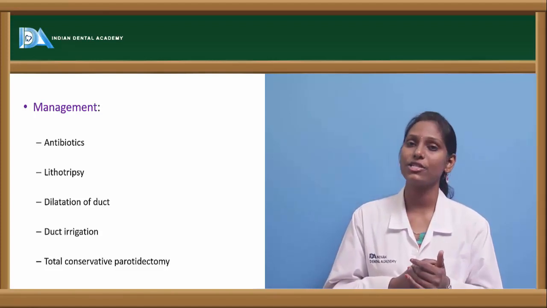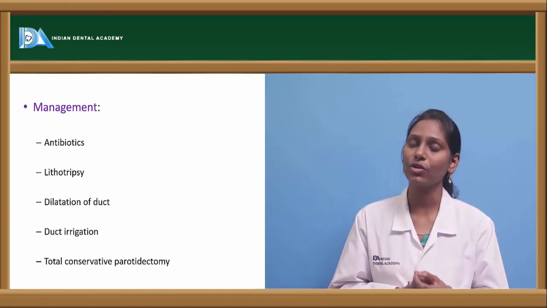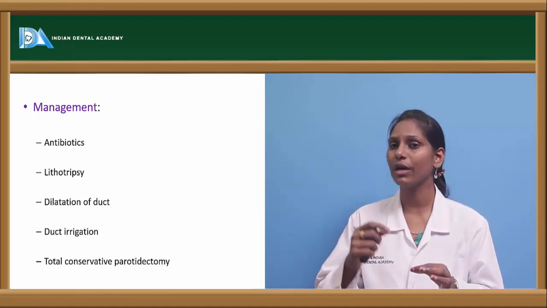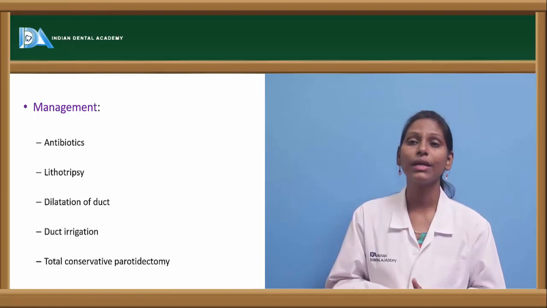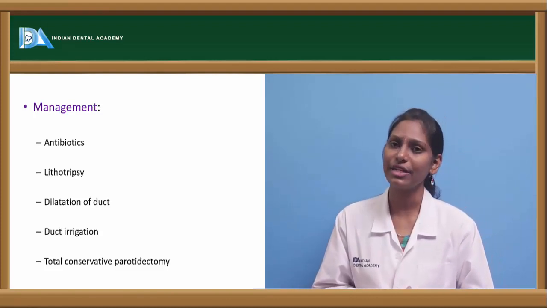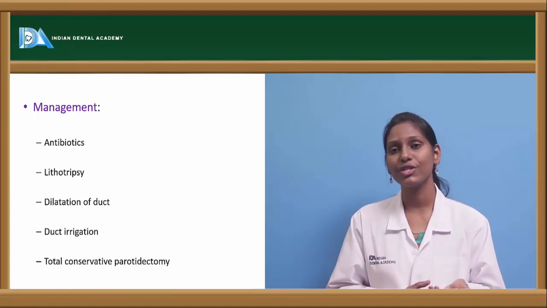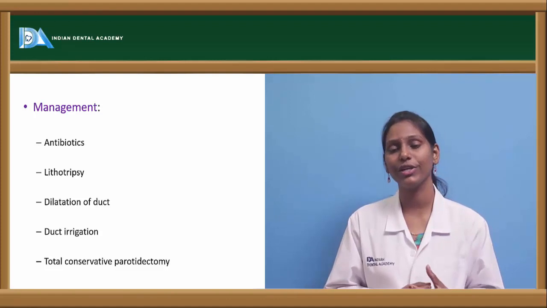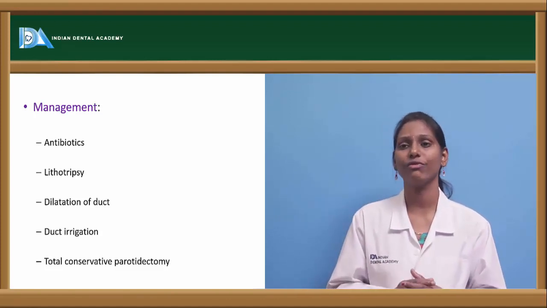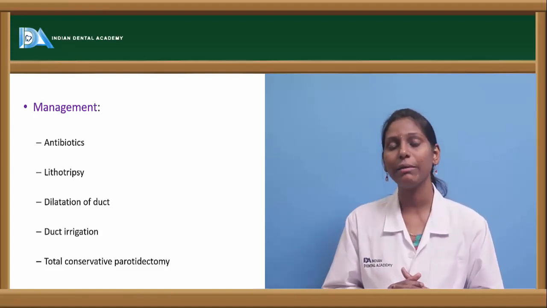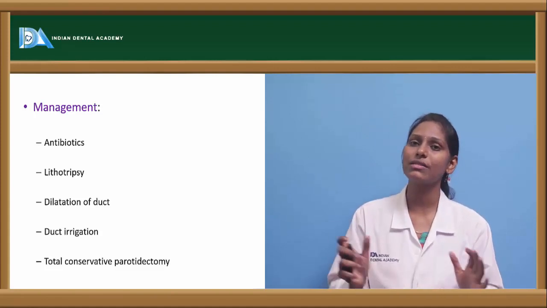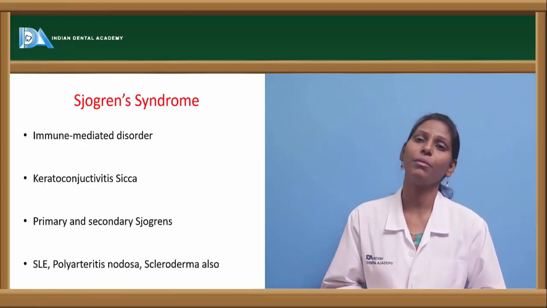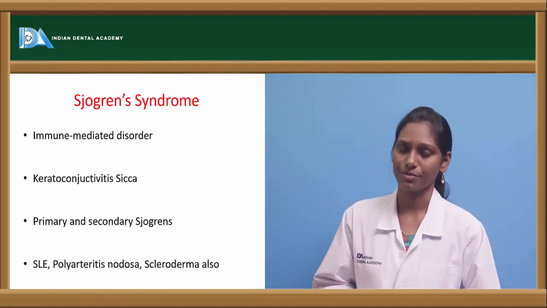And third one is incision. If the stone is very big and lithotripsy cannot be performed, then a small incision can be done along the walls of the duct, and removal of the salivary gland stone can be done. Next is dilatation of the duct. As we have seen, obstruction can be because of external structures that are causing constriction of your duct. So in those cases, we can do dilatation of the duct. Duct irrigation is also helpful, and also if none of these treatments are helping, then total conservative parotidectomy has to be performed to relieve the symptoms of the patient.